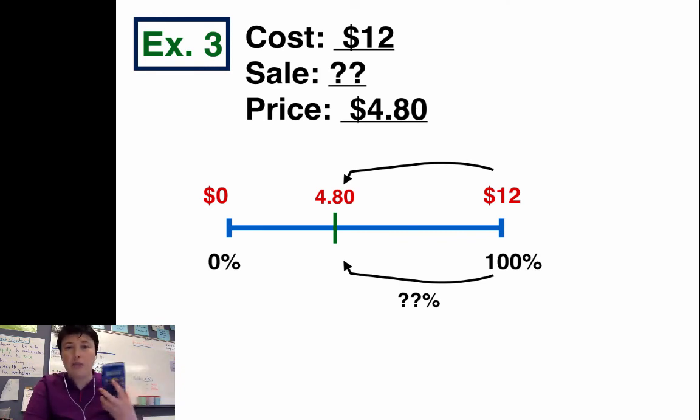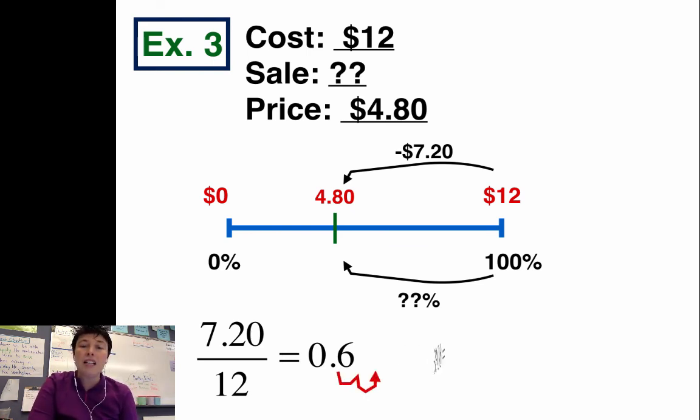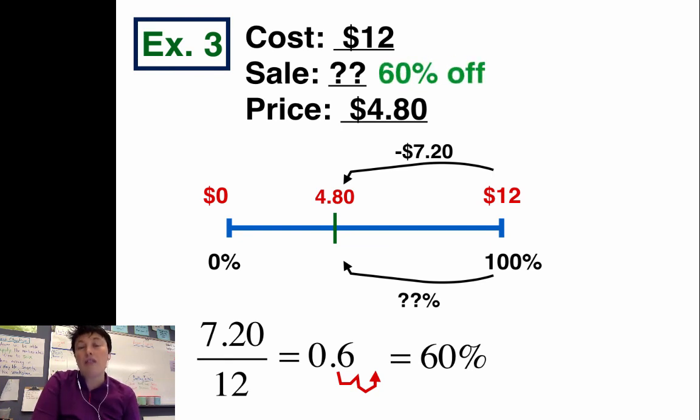$12, if you subtract $4.80, is $7.20. So we took off $7.20 from the original price. That's how much money you saved, $7.20. So what percent is that? Well, $7.20 out of the $12 cost, we can divide. 7.20 divided by 12 divides down to 0.6. And if we move that decimal, that's 60%. That means we saved 60% off. This is a huge sale. 60% off meant I saved $7.20. And that answers our question.